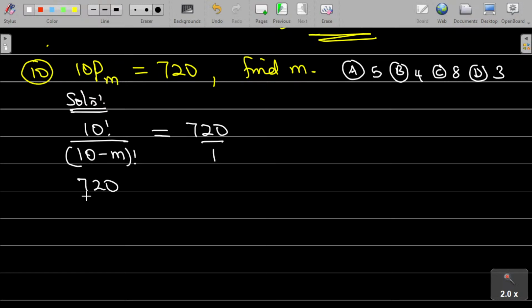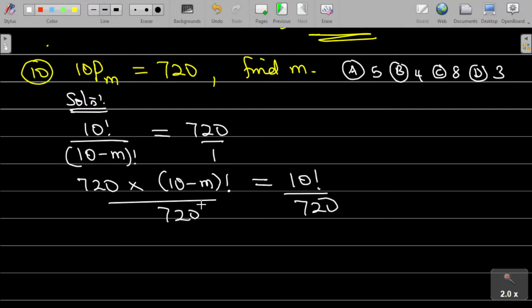If we cross multiply, that's going to be 720. Okay, since we already have the answer, should I leave it? Okay, let's just finish it. So we have 720 times (10 minus m) factorial. Let's see if it is 3 so that we'll be sure. This is going to give us equal to 10 factorial. So we can divide both sides by 720, and this will cancel this. So we have (10 minus m) factorial is equal to 10 factorial over 720. What is that?